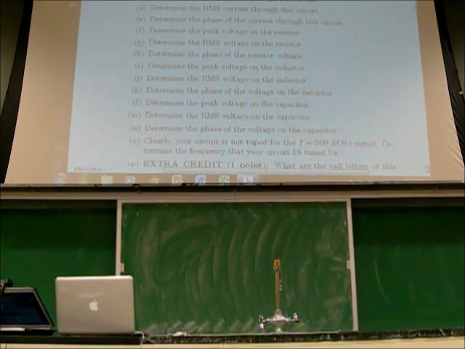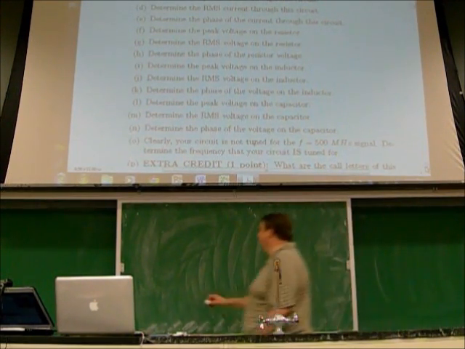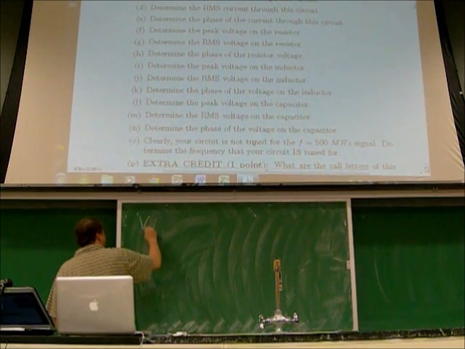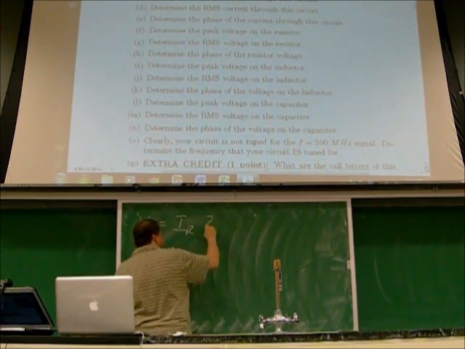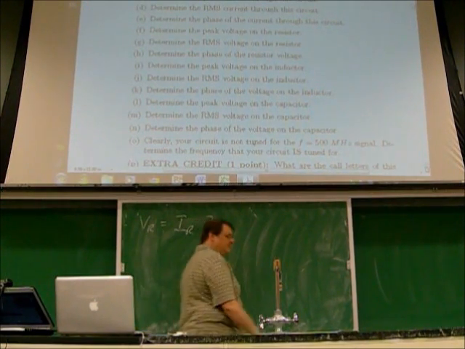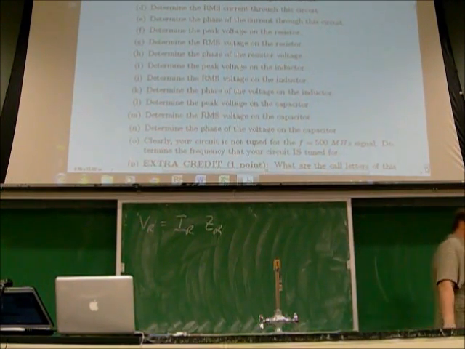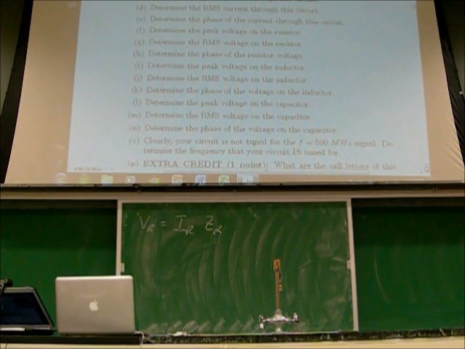Now I have three calculations. First one is voltage on the resistor. Somehow I doubt that that's going to have through part T. Never know. We'll get to the extra credit in a minute. Okay.